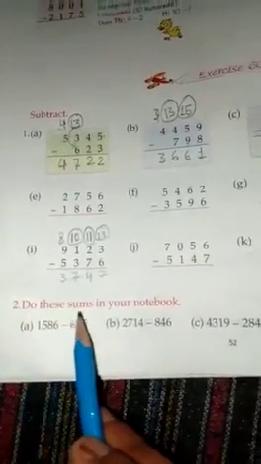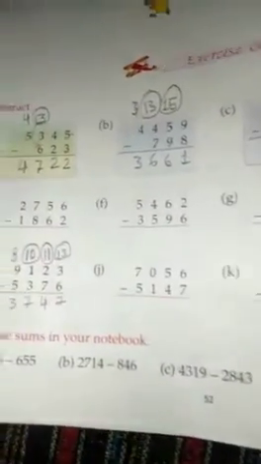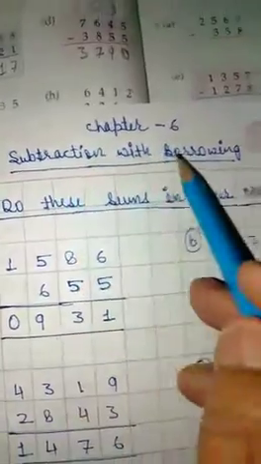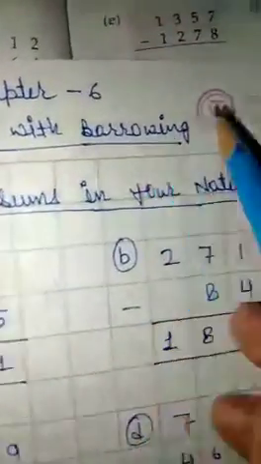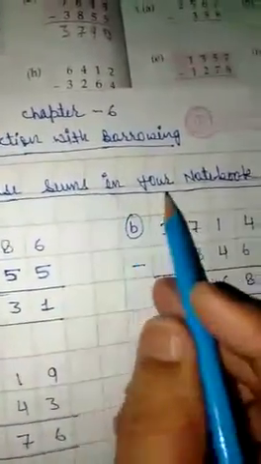And next, question number 2. Do these sums in your notebook. First we will write in vertical column and then do. So take out your maths notebook. Write chapter 6, subtraction with borrowing. Do these sums in your notebook.